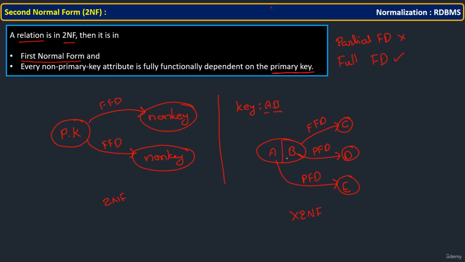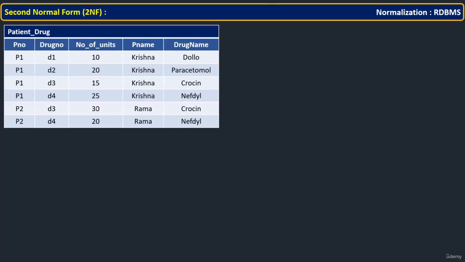For better understanding of the whole discussion, let us take one simple example here. You can see a patient and drug table. The table name is patient drug table. Here we have a patient number, a drug number, how many units of the drug you have to give for that particular patient, and the patient name and drug name. So what is our observation here? If you observe, patient 1 is Krishna. So this is redundant data. That is how to understand the meaning of partial functional dependency. You have a lot of redundancy.